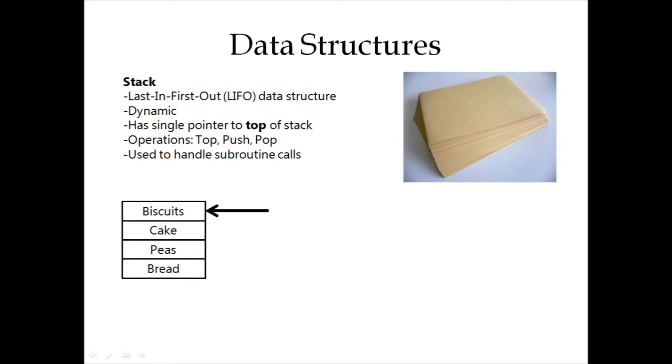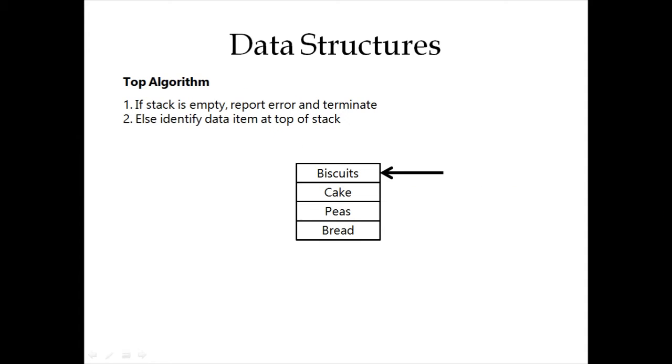A stack is a last-in, first-out data structure. Think of a stack of paper. It's dynamic, so its size can be changed while the program is running. A pointer points to an area in memory. The stack has a single pointer on top of the stack. A stack has three operations: top, push, and pop. Used to handle subroutine calls, it makes recursion possible.